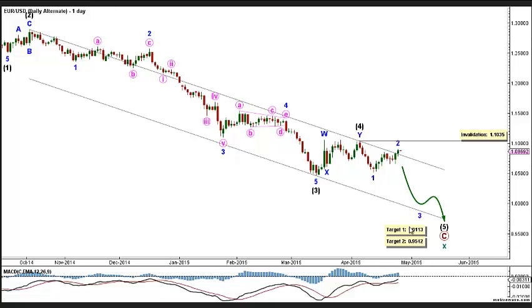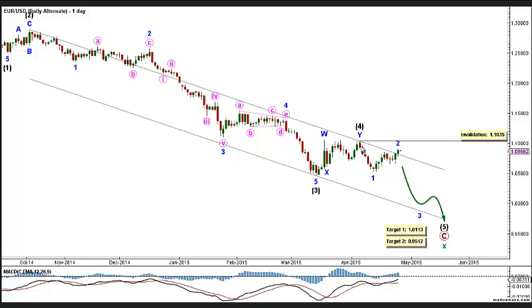At 1.0113, intermediate wave 5 would reach 61.8% the length of intermediate wave 1, then at 0.9542, it would reach 100% of its length. This wave count is invalidated by movement above 1.1035 as minor wave 2 may not move beyond the start of minor wave 1.